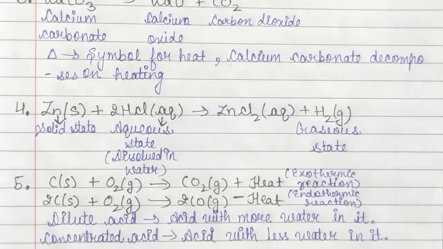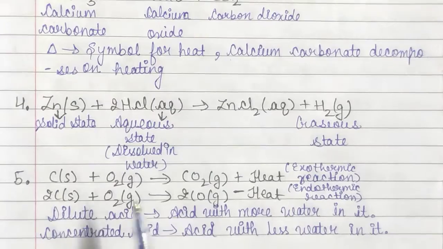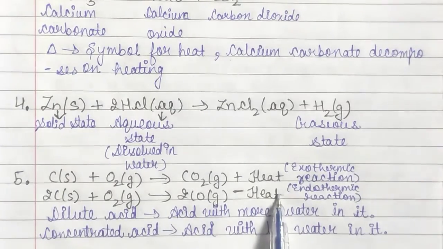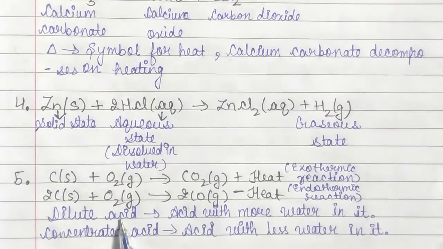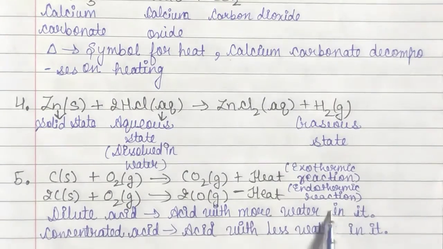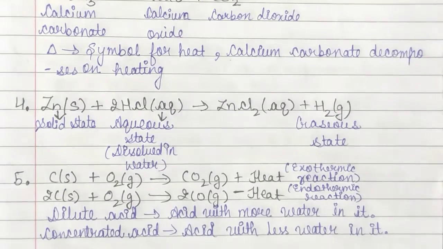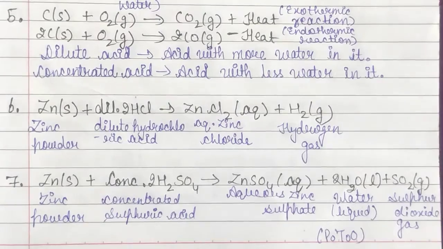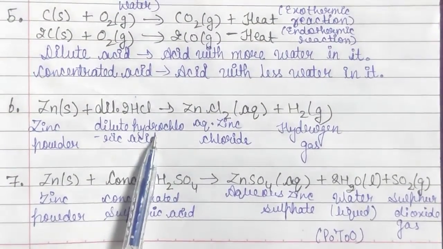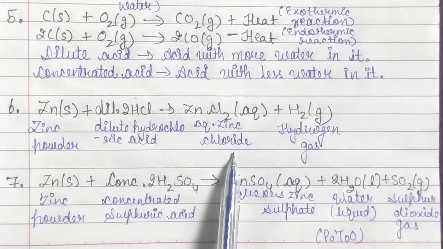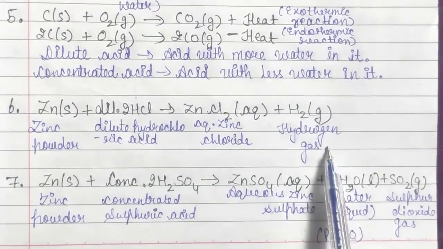Similarly, when carbon reacts with oxygen, gives CO2 and heat is absorbed, then it is an endothermic reaction. Dilute acid is acid with more water in it, and concentrated acid is acid with less water in it. That you will have to remember. Now move on to the sixth equation: on reacting zinc with dilute hydrochloric acid, it gives zinc chloride plus hydrogen gas.